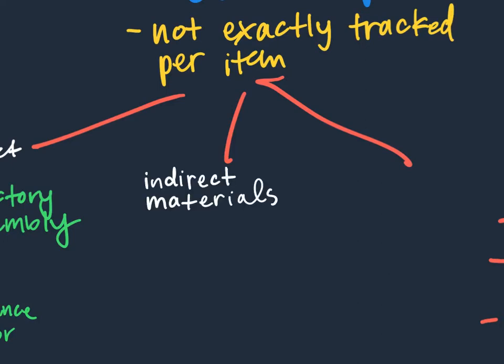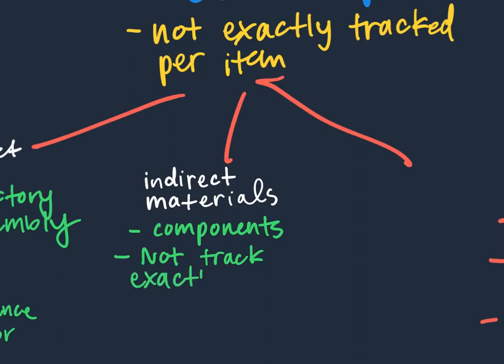Indirect materials are some of the components that we use when we are building our product. But what is the difference between indirect materials and direct materials? The only difference here is that indirect materials are components that we decide we're not going to track exactly how much we use up for every item that we produce.